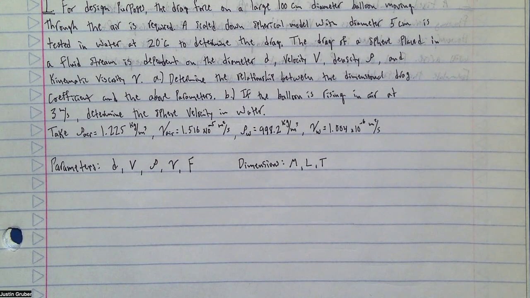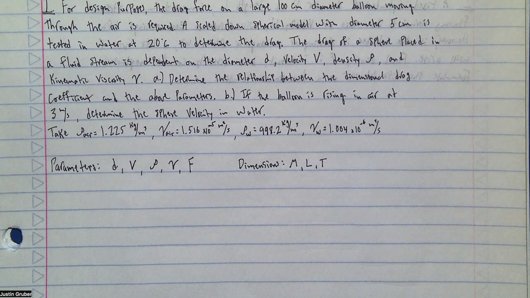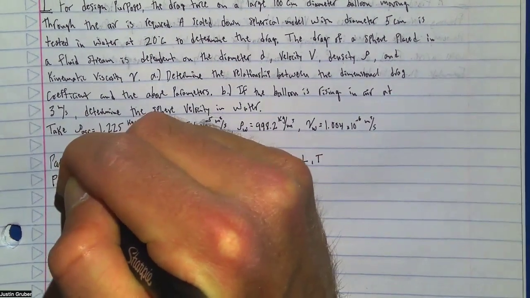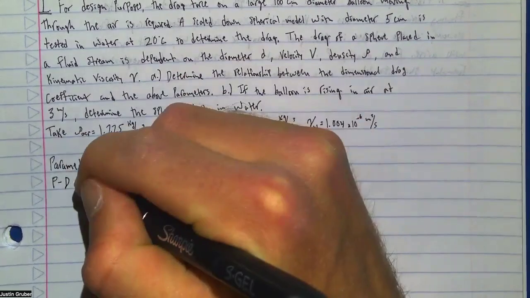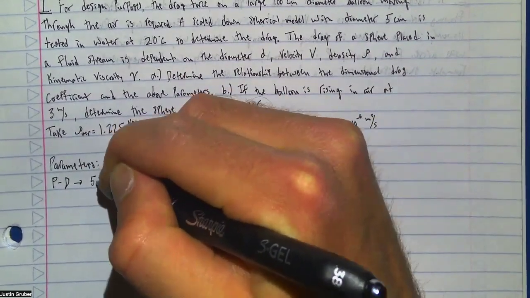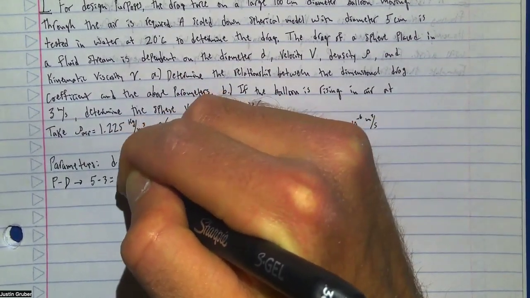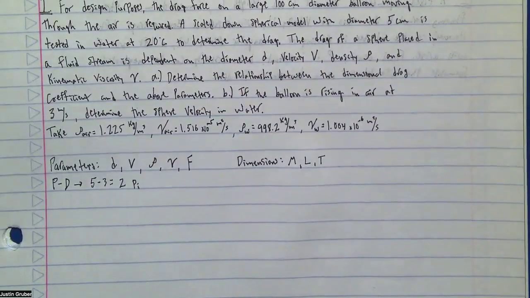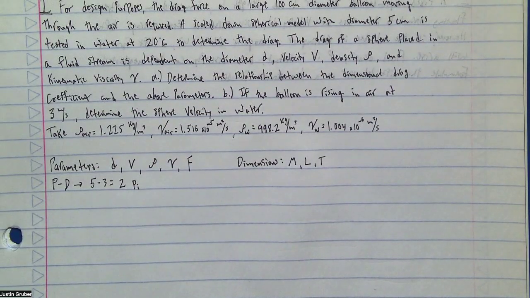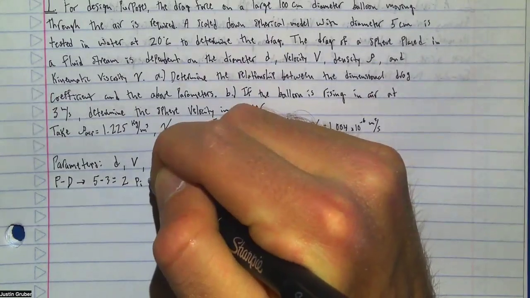Now for the non-dimensional pi groups we're going to form, how do we know how many we want to make? By taking P minus D, right? And so we have 5 minus 3 equals 2 pi groups. And we go, all right, so now we're going to start making these non-dimensional pi groups.